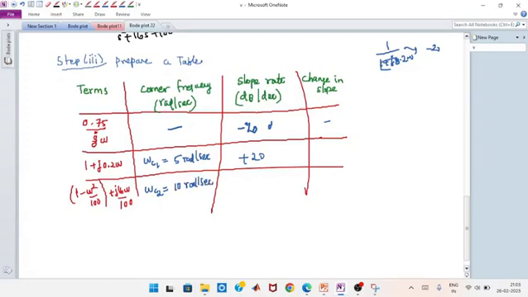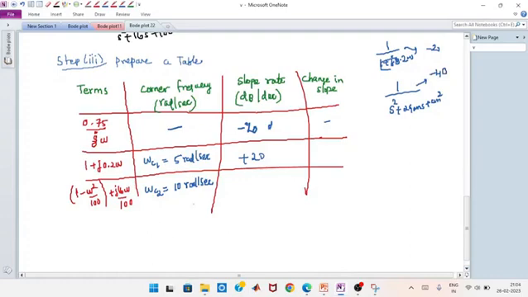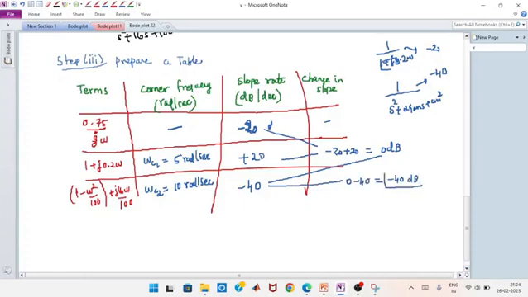Now tell me guys, for the quadratic factors, what is the slope rate? That we know: 1 by s square plus 2 epsilon omega n s plus omega n square. This is a quadratic or second order term. If a second order term is coming at the denominator, I have told you the slope rate is minus 40. If it is coming at the numerator, the value is plus 40. Here it is coming at the denominator, so let me put minus 40. Here the value is minus 20 and there the value is plus 20, so my change in slope will be minus 20 plus 20, and my answer is 0 dB. Here the value is 0, here the value is minus 40, so my answer is 0 minus 40, which is minus 40 dB. So these are all things we have to remember, right?